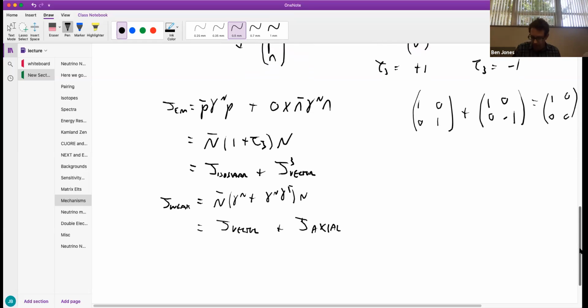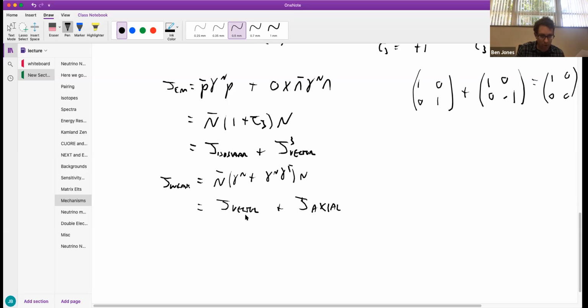Okay, and now I want to be careful here because the word vector can get confusing in these situations. This vector means 4-vector, whereas this vector means vector in isospin space. Okay, so maybe I'll call this isovector. It gets very confusing in the literature when people mix these up, and I'm sorry, I did it subconsciously here as well. But okay, this is a vector current plus an axial vector current. This is an isoscalar current plus an isovector current up here.